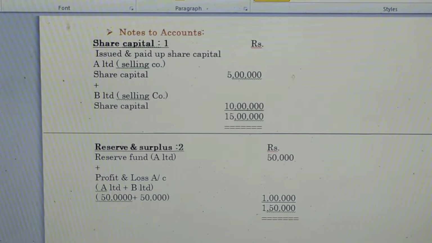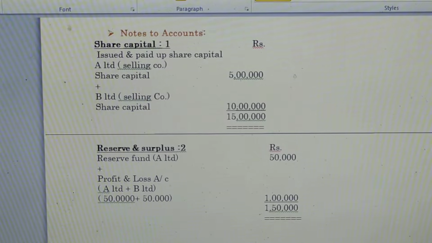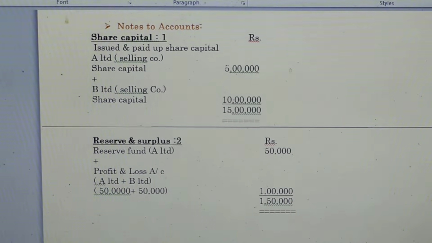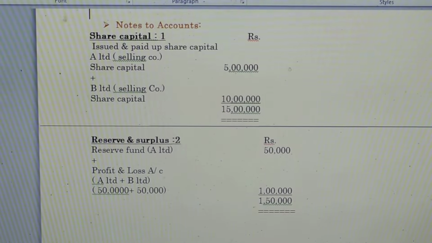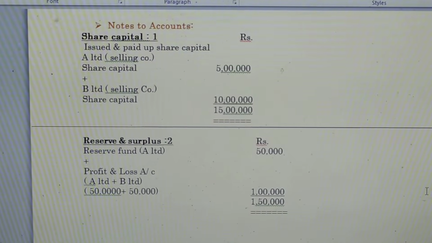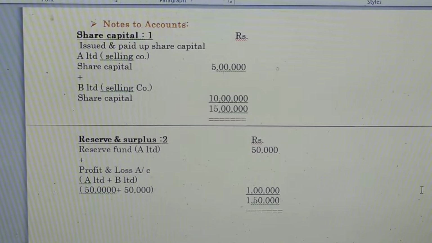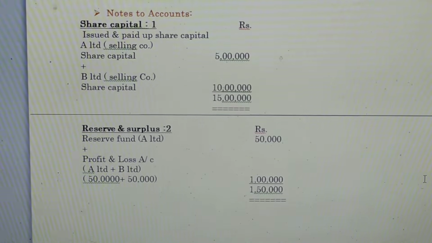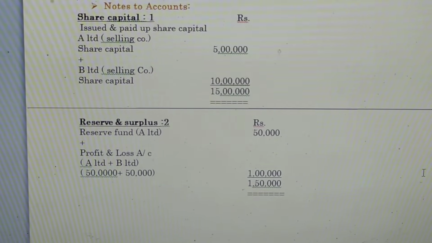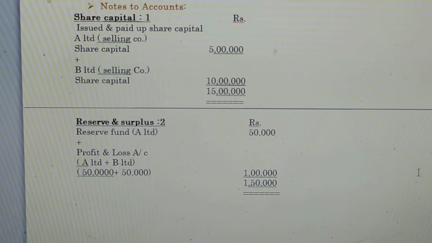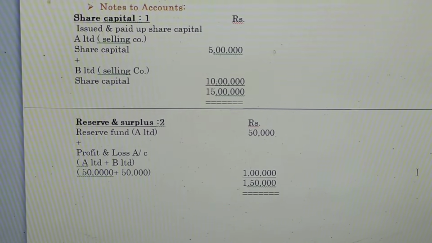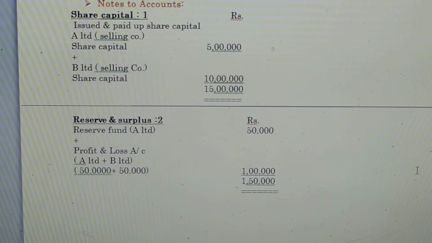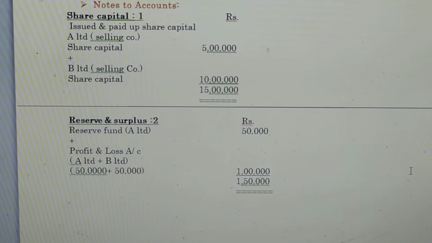So note number 1 is share capital. Under the share capital, we have to mention issued and paid up share capital. A Limited selling company, the share capital amount is 5 lakhs, plus B Limited selling company share capital amount is 10 lakhs. So the total amount is 15 lakhs. And note number 2 is reserve and surplus. Under the reserve and surplus, we have to mention reserve fund for A Limited 50,000 plus profit and loss account value for both A and B Limited is 10 lakhs. So the total amount is 1,50,000. That is note number 2 total.